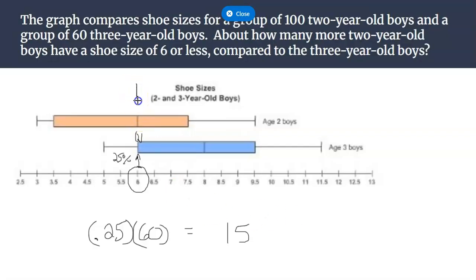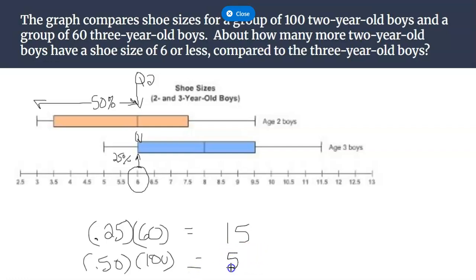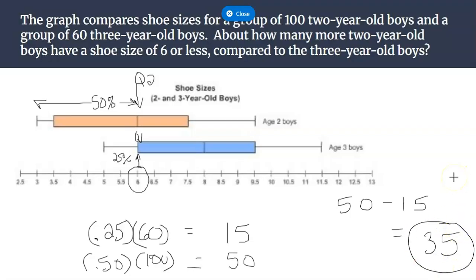Now compare that to the 2-year-olds. That is the median, also known as Q2. And from here to here is representing 50% of the data, 50% of all of the 2-year-old boys. And there were 100 2-year-old boys. If we're talking about 50%, that's half of 100, which is 50. And then what's the difference between those two? 50 minus 15 is 35. This answers the question. There were 35 more 2-year-old boys that had a shoe size of 6 or less.